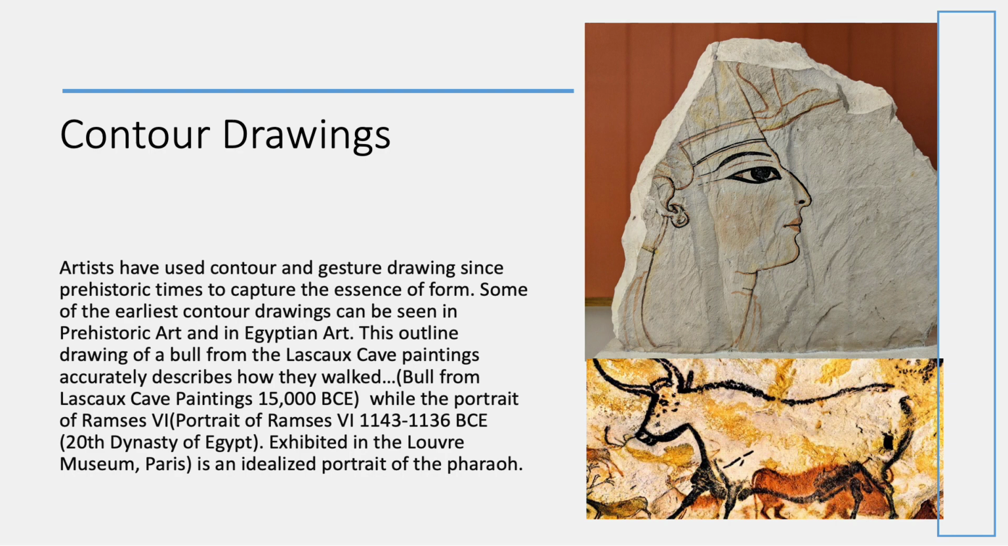The portrait of Ramses VI, which dates to 1143 to 1136 BCE, the 20th dynasty of Egypt, also shows a beautiful contour drawing. You can see there's some outlining around the eyes, which uses very thick lines. It's an idealized portrait of the ruler.